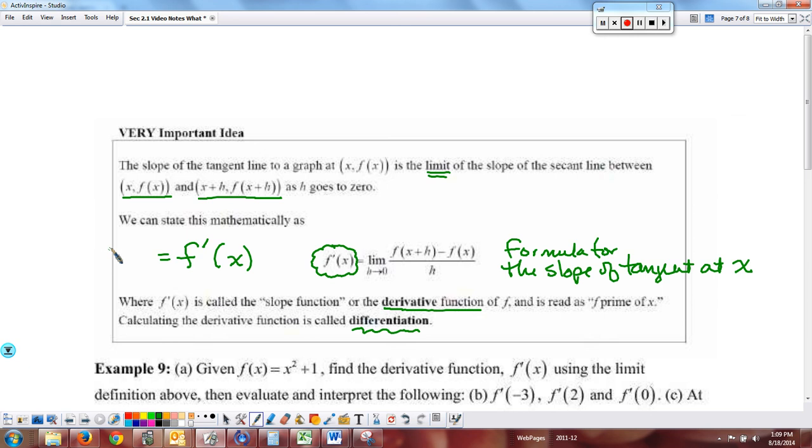Another notation, which Khan used in the Usain Bolt example, is dy dx, or we can simply write y prime. These are all notations that you would use, and how you calculate this derivative is you do the limiting process on the slopes of the secant lines.